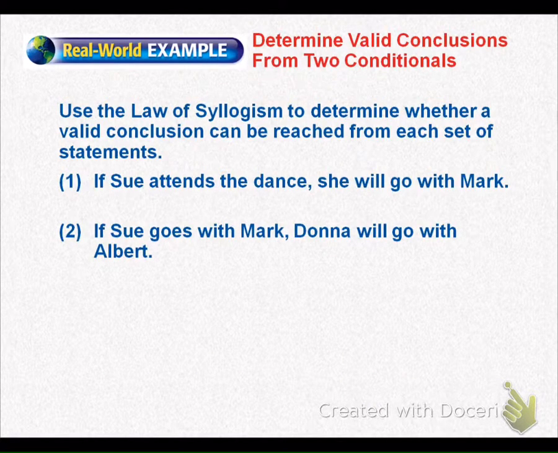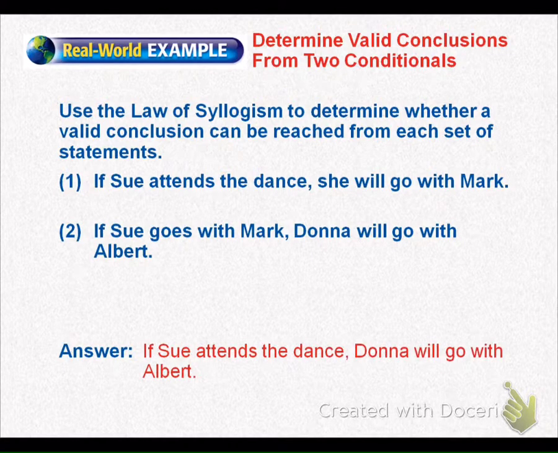How about this one? Use the law of syllogism to determine whether a valid conclusion can be reached. If Sue attends a dance, she will go with Mark. If Sue goes with Mark, Donna will go with Albert. Therefore, if Sue attends a dance, Donna will go with Albert. Right?